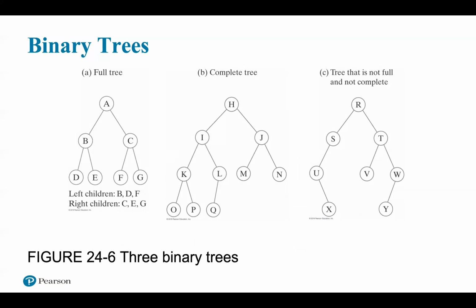So, full and complete binary trees. When a binary tree of height h has all of the leaves at level h and every non-leaf or parent has exactly two children, the tree is said to be full. Figure 24-6a shows a full binary tree. If all levels of a binary tree but the last contain as many nodes as possible, and the nodes on the last level are filled in from left to right, as in figure 24-6b, the tree is complete. The binary tree in figure 24-6c is neither full nor complete. In this case, a node can have a left child but no right child, for example node S, or a right child but no left child, for example node U.